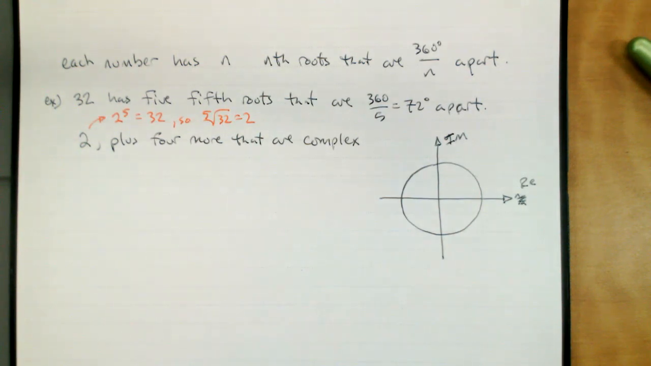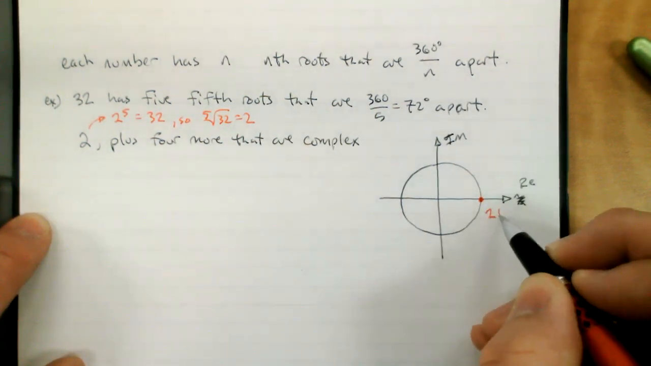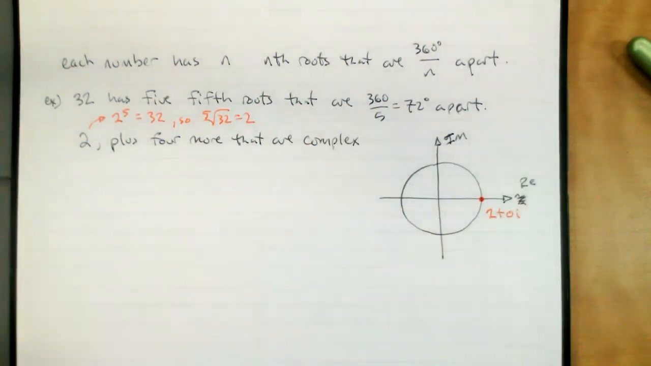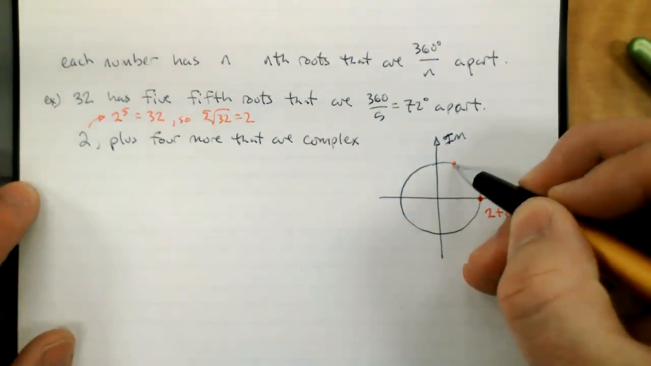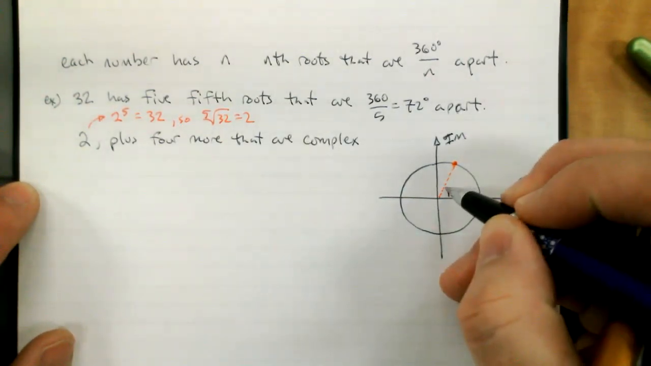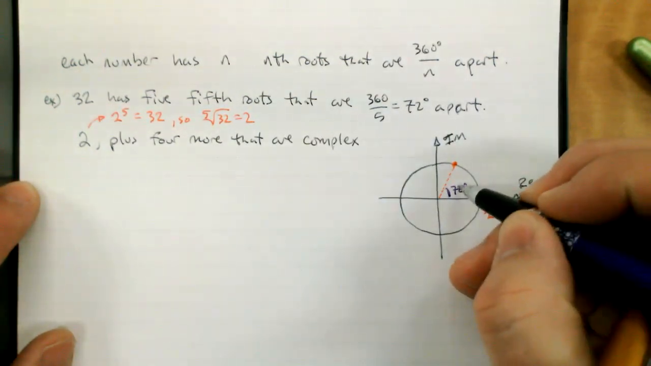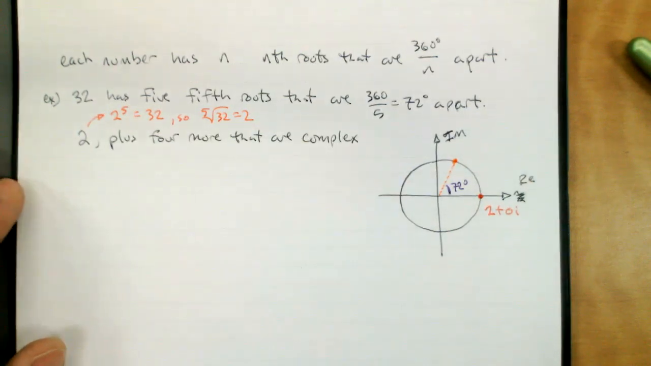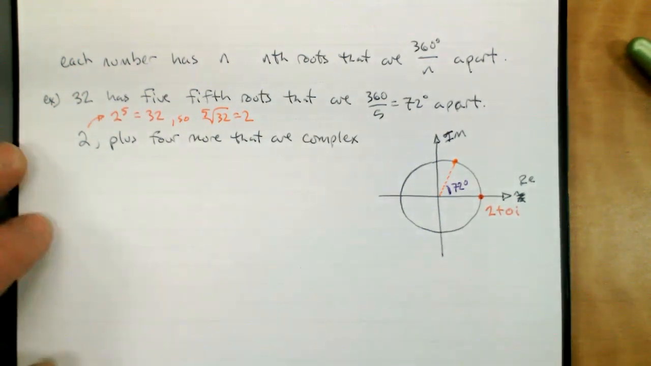Two plus 0i is the one that is the real one that we have. It's the only one that's going to land on the real axis. That's 2 plus 0i. The other four are going to be 72 degrees apart. So there's going to be one at 72 degrees. Then there's going to be another one 72 degrees later at 144 degrees. So that'll be in the second quadrant.